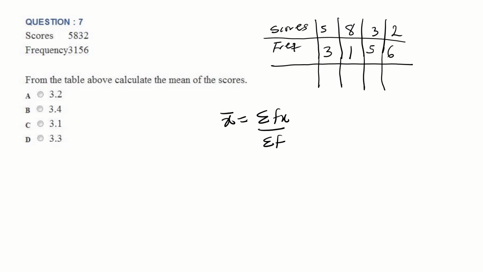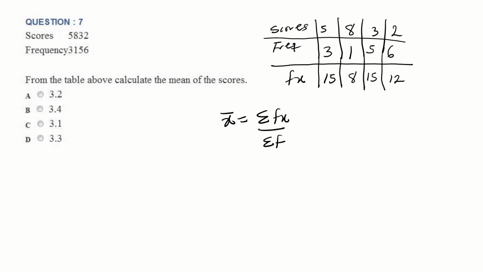We say this is fx. So that will be the summation of the score and the frequency. So 5 multiplied by 3 is 15. 8 multiplied by 1 is 8. 3 multiplied by 5, this is another 15. And 6 multiplied by 2, this is 12.